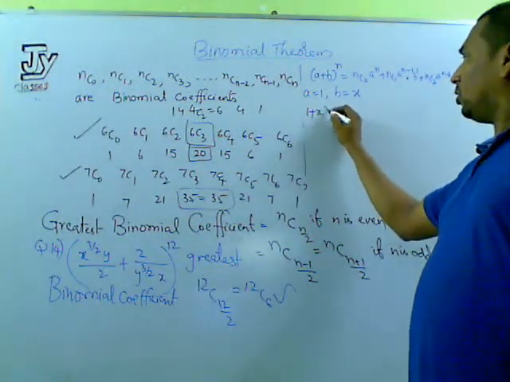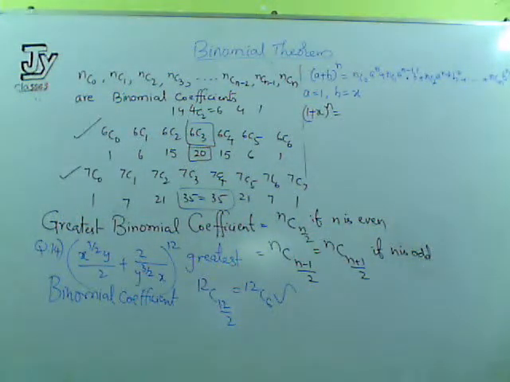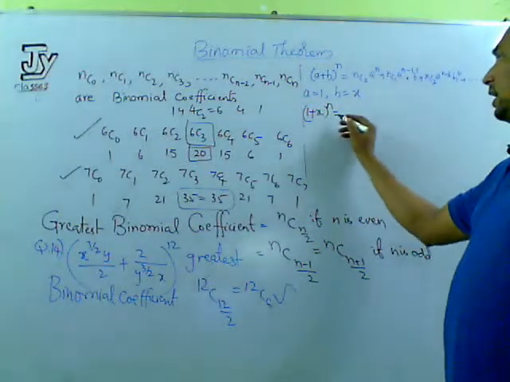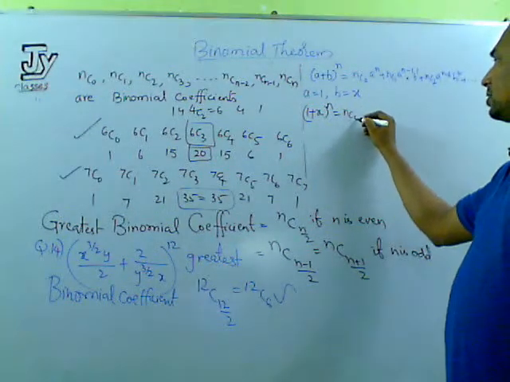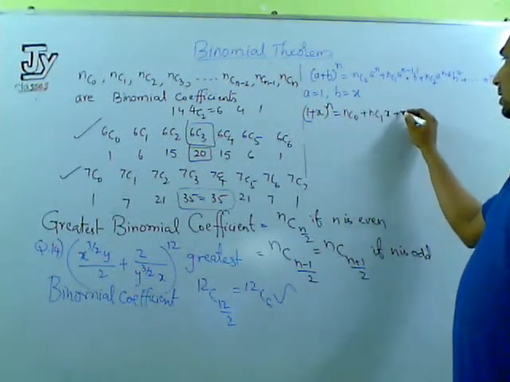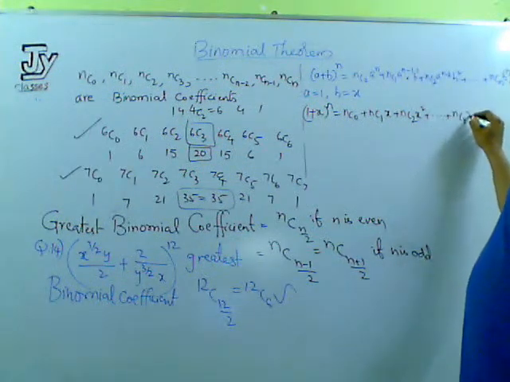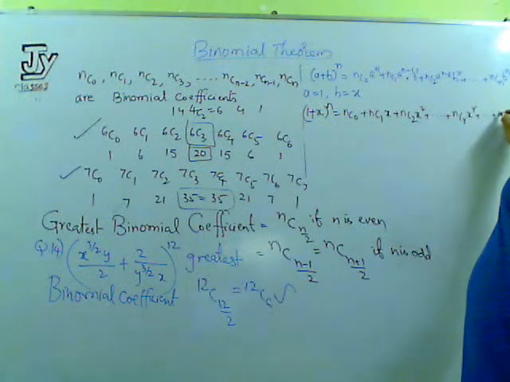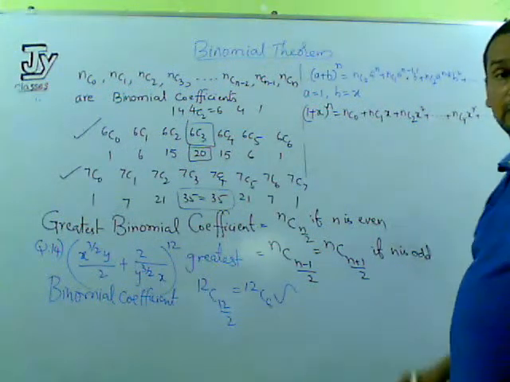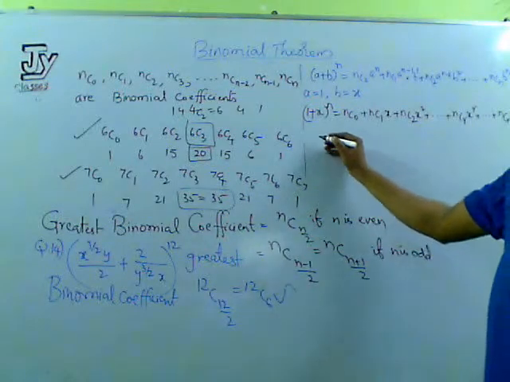So (1 plus x) whole power n is equal to, it is a very interesting expansion which is most useful, nC0 (a power n is 1) plus nC1 x plus nC2 x square and so on plus nCr x power r and so on plus nCn x power n. That is the expansion.